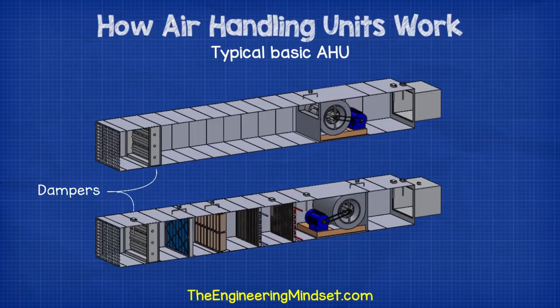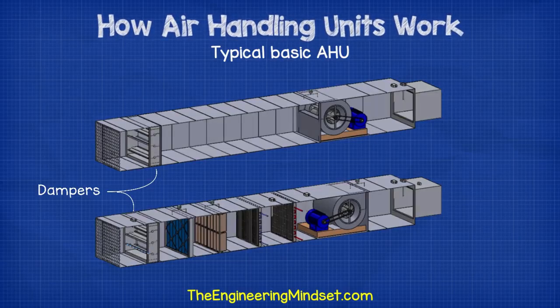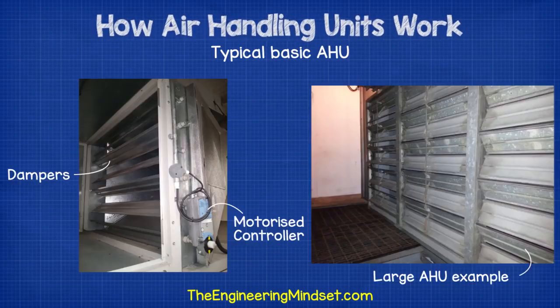At the inlet of the fresh air housing and the discharge of the return air housing, we have some dampers. The dampers are multiple sheets of metal which can rotate. They can close to prevent air from entering or exiting the AHU. They can open fully to fully allow air in or out. And they can also vary their position somewhere in between to restrict the amount of air which can enter or exit. I'll also show you some examples here of real-world dampers in AHUs. The one on the left has the motorized controller visible, which changes the position of the dampers.